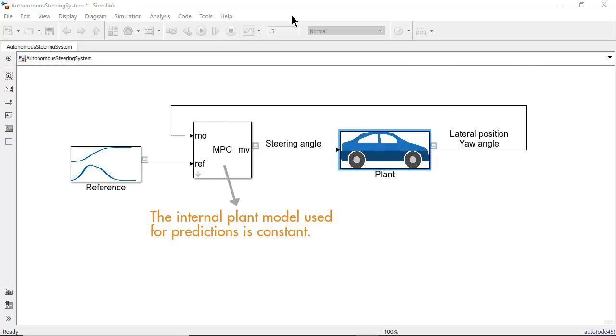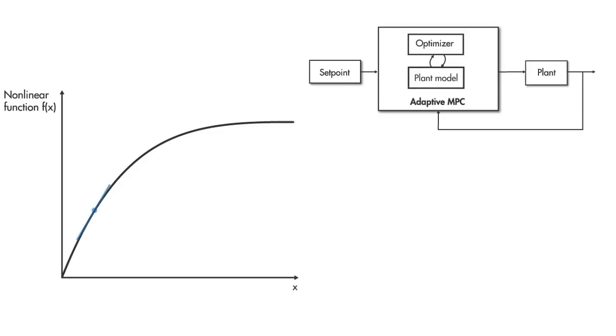In a previous video, we discussed that adaptive MPC lets you provide a new linear plant model at each time step as the operating conditions change. Therefore, it makes more accurate predictions for the new operating conditions. So to deal with the changing plant dynamics, we're going to use adaptive MPC.